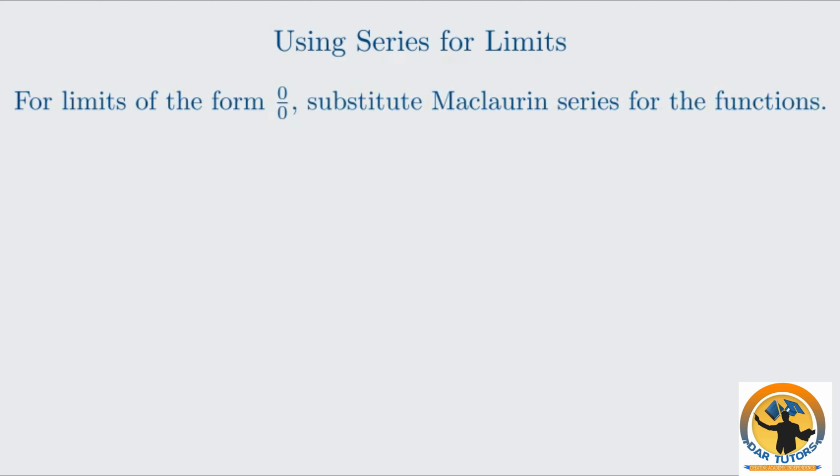Consider the limit as x approaches 0 of the quantity e to the 2x minus 1, all divided by sin of 4x. If we substitute x equals 0, we get e to the 0 minus 1 over sin of 0, which is 0 over 0. This is an indeterminate form.